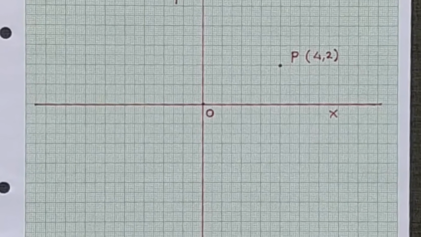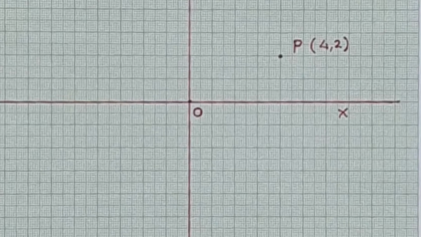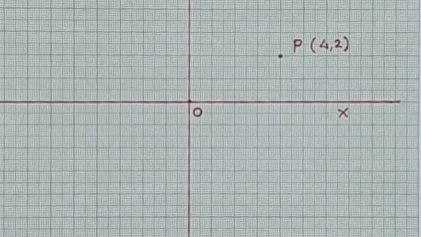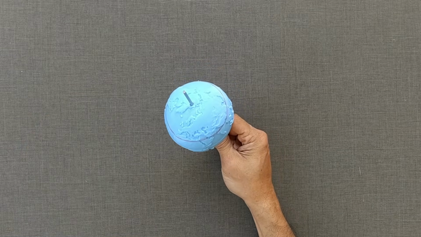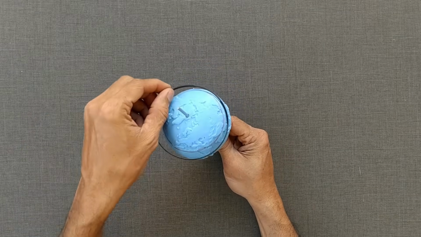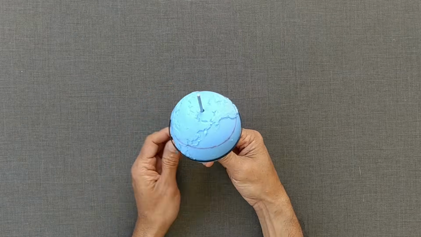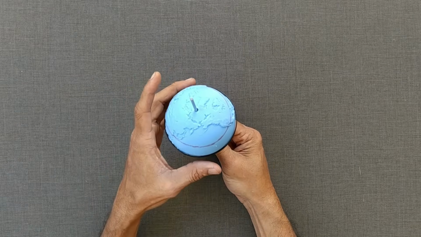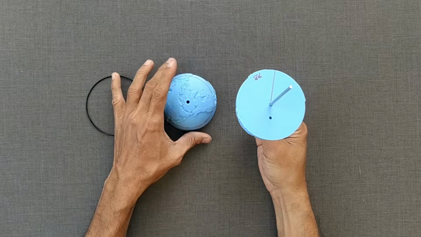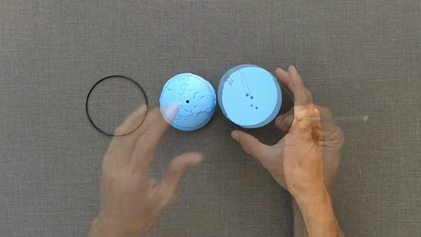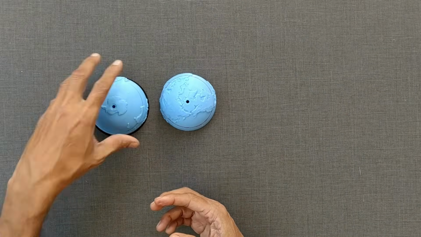We cannot use the same scheme for locating any point on the Earth, as it is really a sphere. Instead, we'll take help of our model sphere to know better. This thin ring fits exactly near the equator. This imaginary circle is called the equator. Diameter of this imaginary circle is equal to that of sphere.